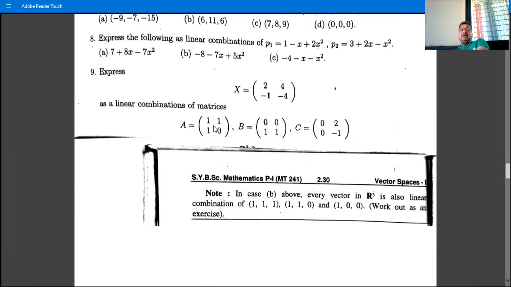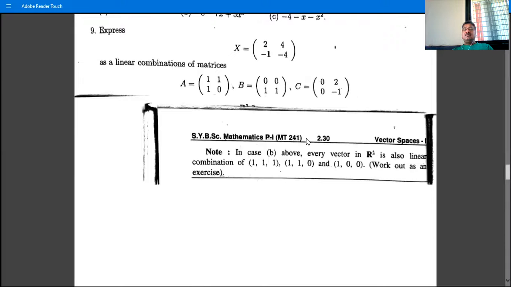That is, multiply K1 to each element, K2 to each element, K3 to each element, and then add the three vectors, that is K1a plus K2b plus K3c. That is, apply the definition of addition. We get, and then compare the LHS and RHS.